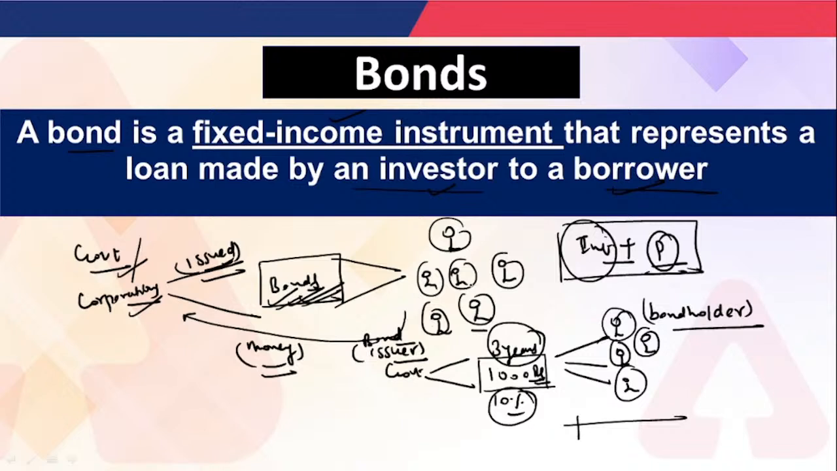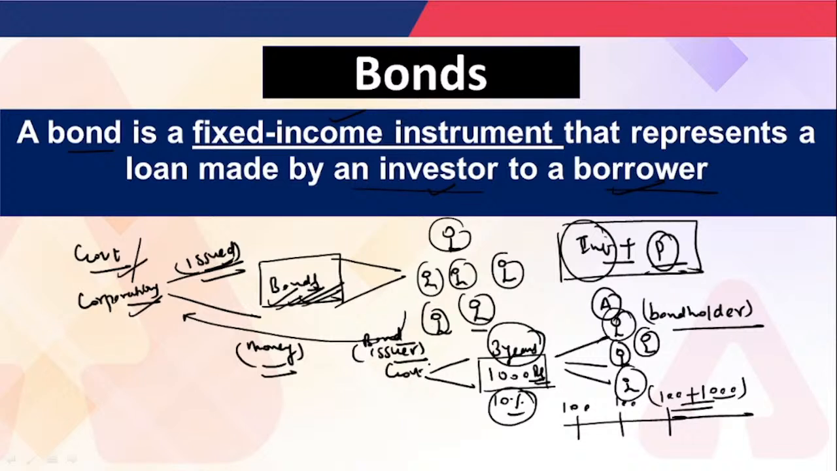In the first year, suppose we are talking about a person named A. Person A is going to get interest for the first year, that is 100 rupees. Again for the second year, 100 rupees. Again for the third year, 100 rupees. At the time of maturity, that is at 3 years, the bondholder will get interest as well as the principal, which is 1,000 rupees. So that is the case of your bond.